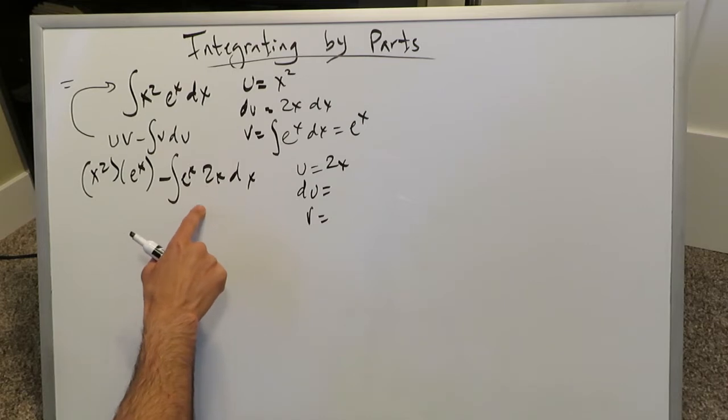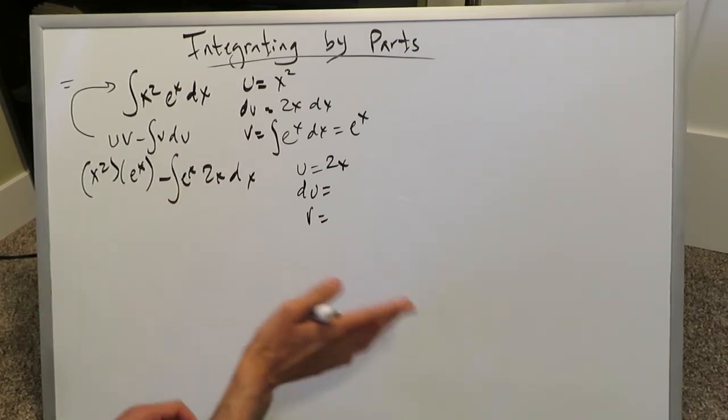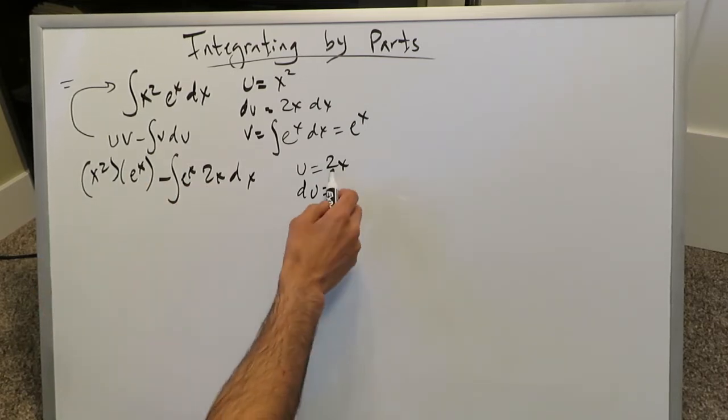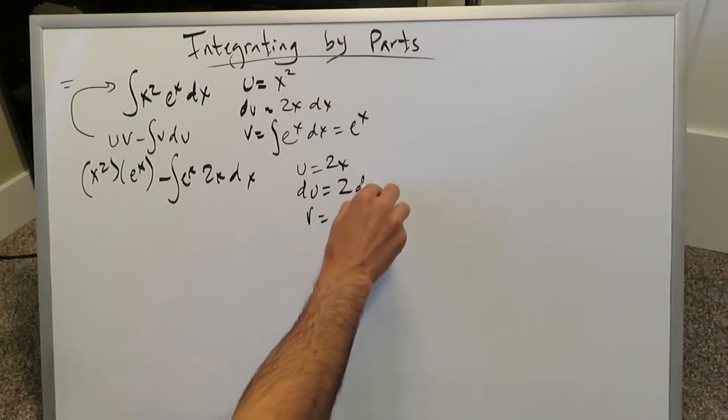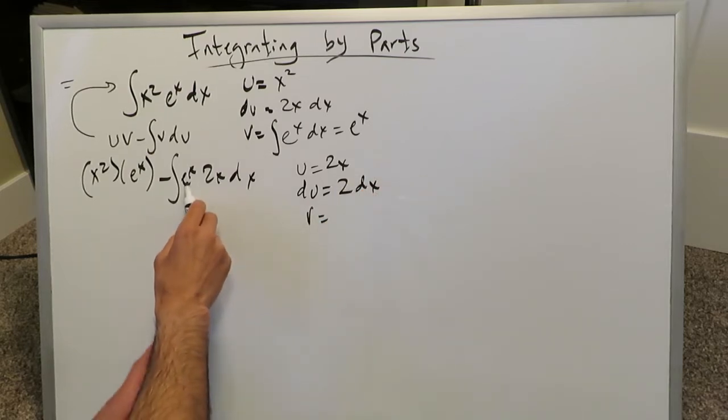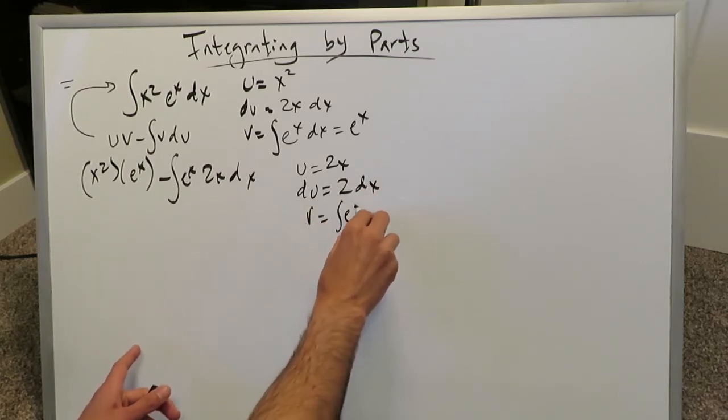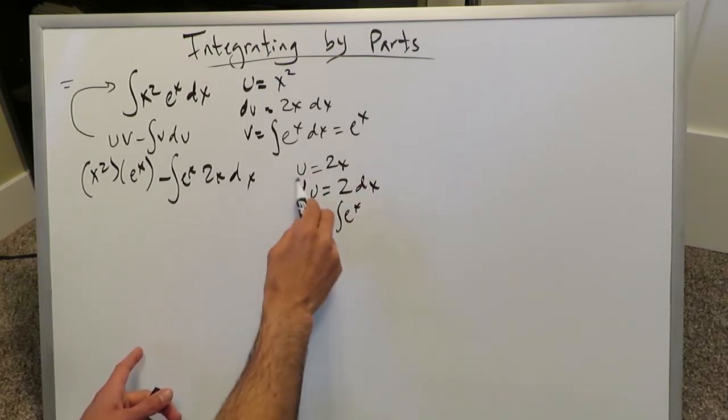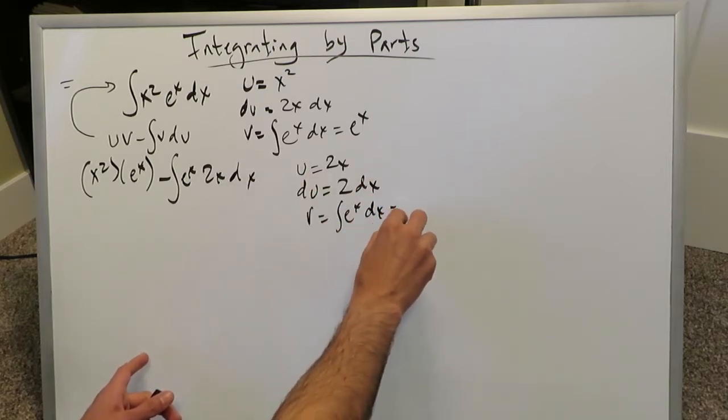I could technically have pushed this 2 out over here as a coefficient. I could have, but I won't. du is a derivative of this, which is just a 2 dx. v is just the integral of what remains, which is just an integral of e to the x, because I took the 2x out as a u substitution, and this is just e to the x.